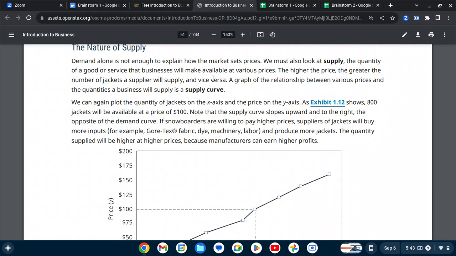Notice that the supply curve slopes upward and to the right, the opposite of the demand curve. If snowboarders are willing to pay higher prices, suppliers of jackets will buy more inputs and produce more jackets. The quantity supplied will be higher at higher prices because manufacturers can earn higher profits.